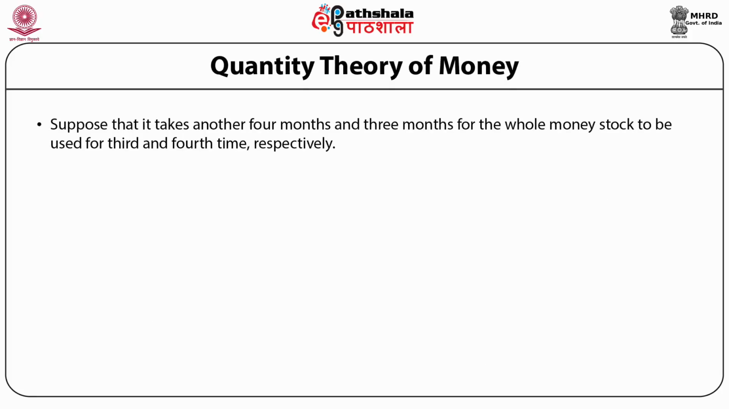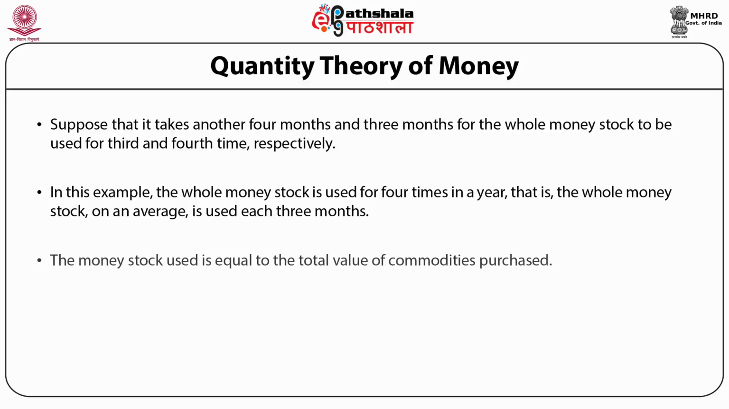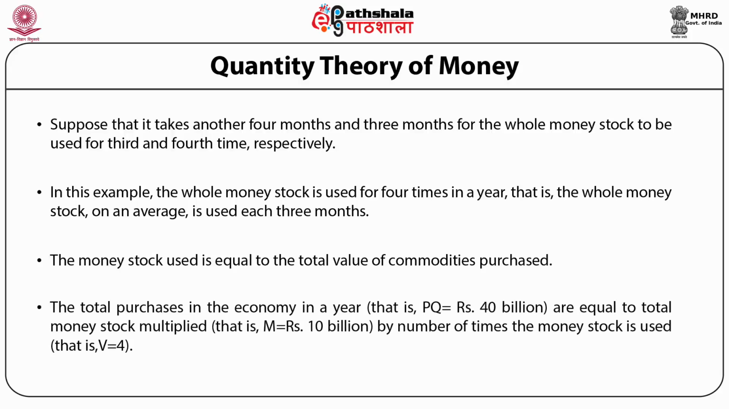Suppose that it takes another 4 months and 3 months respectively for the whole money stock to be used for the third and fourth time. In this example, the money stock is used 4 times in a year. That is, the whole money stock on average is used each 3 months. Since the money stock used is equal to the total value of commodities purchased, the total purchases in the economy in a year are equal to total money stock multiplied by the number of times the money stock is used.